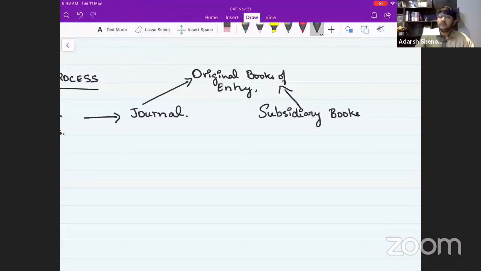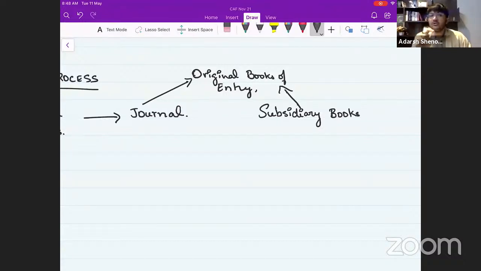And subsidiary books help these bigger businesses with too many transactions. I hope everyone is understanding, everyone is getting the point of subsidiary books. So always remember, when we say subsidiary books, these are also original books of entry. It's not just journal.